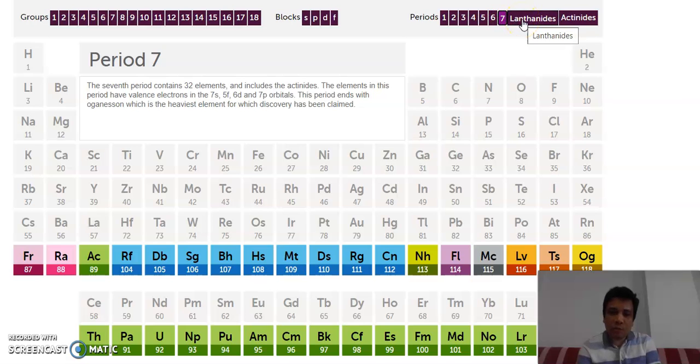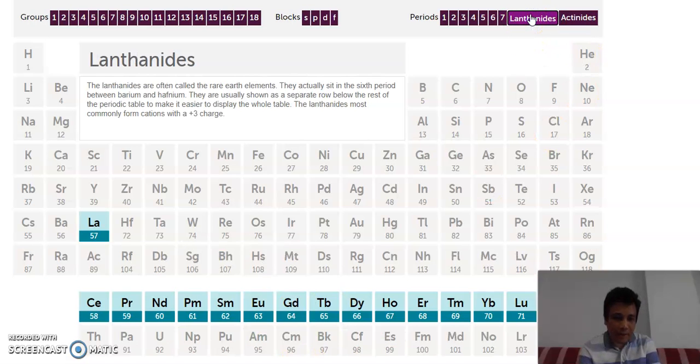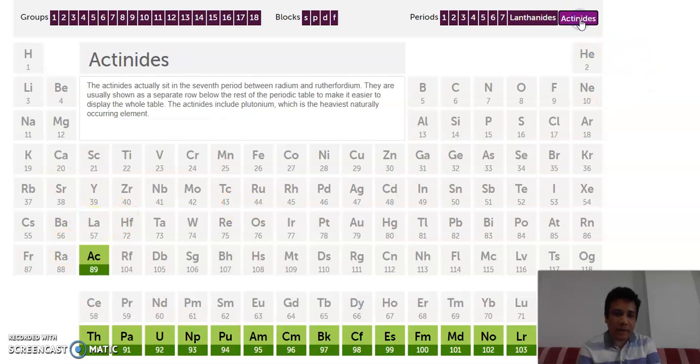There are also two other series below the main periodic table. The first one is called the lanthanide series because the first element is lanthanum, and the second series is known as the actinide series because the first element is actinium. These two, lanthanides and actinides, are also known as f block elements. When I discuss the classification of elements based on electronic configuration, I will show those things.